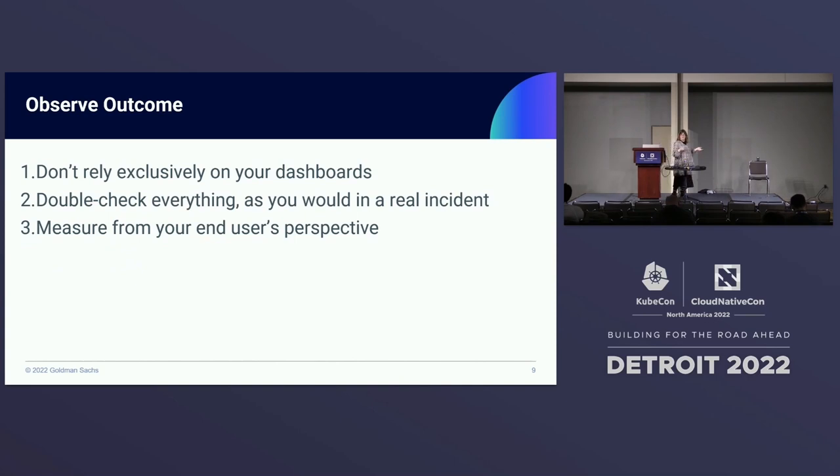And then observing outcomes. You don't want to rely exclusively on whatever system dashboards you already have. You want to consider those dashboards as part of your system under test, part of what you're trying to verify with your chaos test. So you want to have a different way of also verifying how your system is behaving. And just like in a real incident, you would be double checking everything. Are you sure this is up? Make sure the website is up. Is this working? Do the same thing during a chaos test as well.